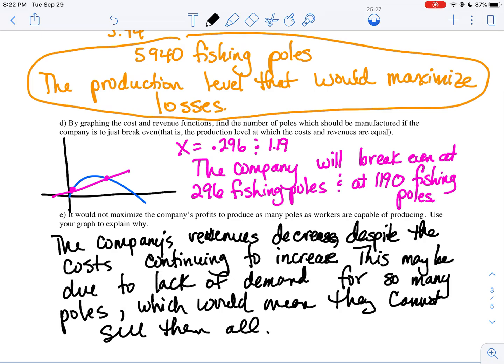Okay, so the company's revenues decreased despite the costs continuing to increase. This may be due to lack of demand for so many poles, which would mean they cannot sell them all.